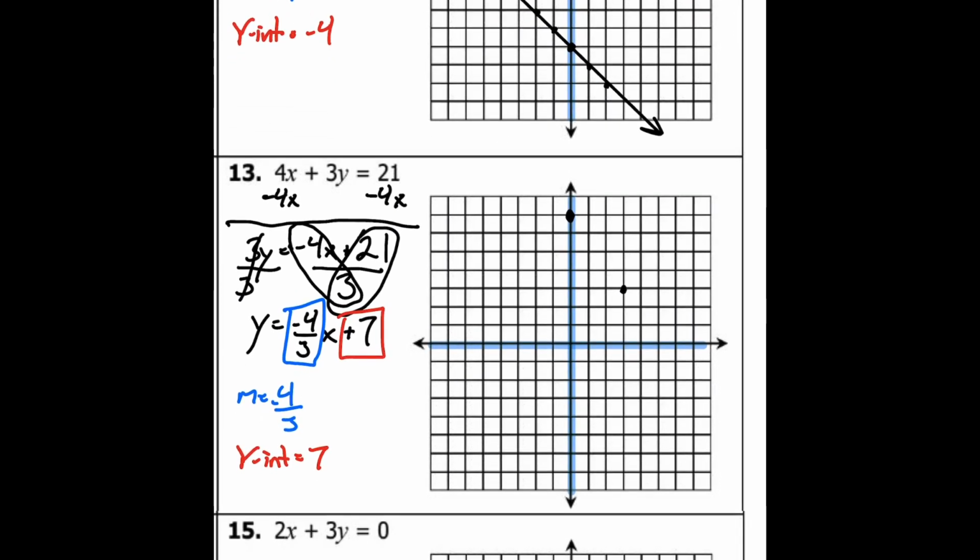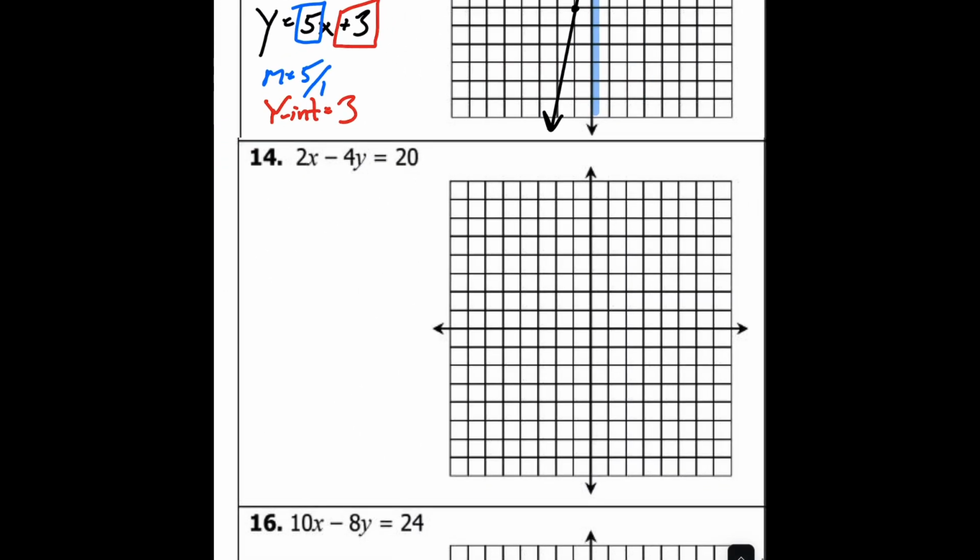I can do this again, down 4, 1, 2, 3, 4, and over 3, 1, 2, 3, put my point, and I can now graph my line. All right, so I'm going down 4 over 3, down 4 over 3. Okay, a little bit quicker on this one.